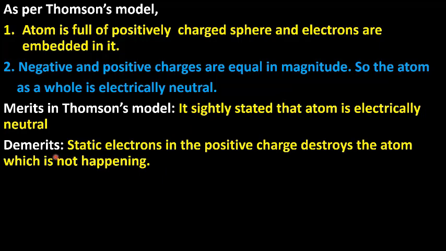The demerit: static electrons. Static electrons means, according to this model, as we compared the atom with watermelon or plum pudding, electrons do not have any motion. Therefore, we refer to it as static electrons. Static electrons in the positive charge would destroy the atom, which is not happening.